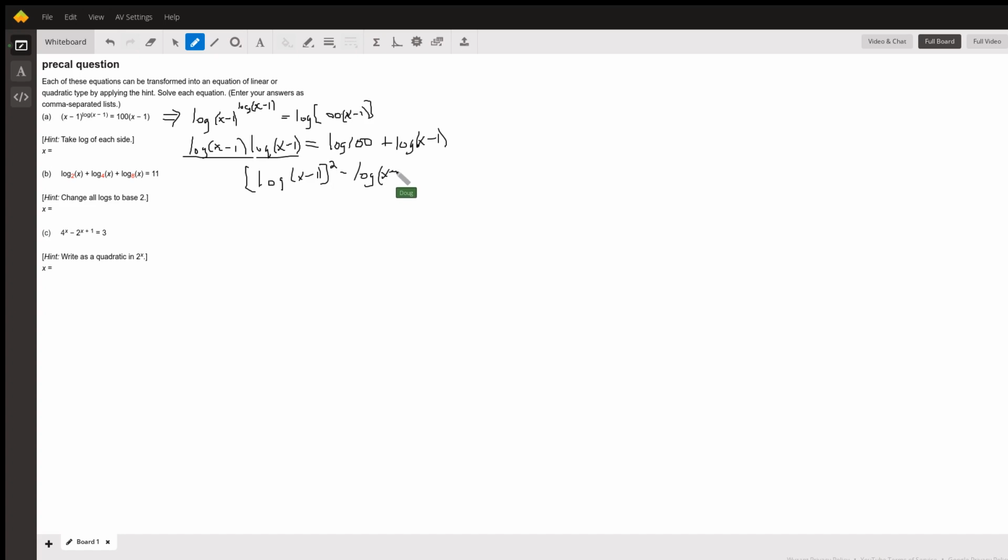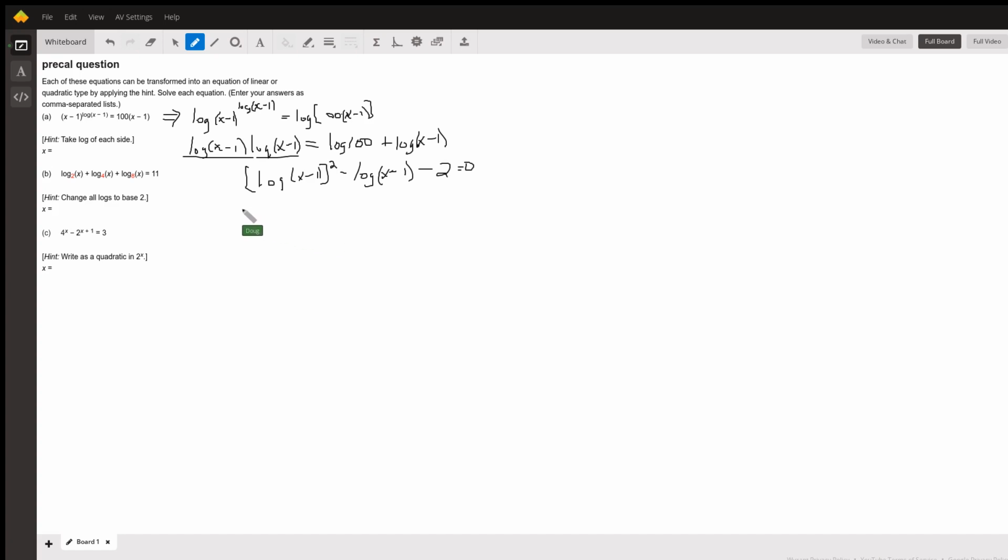And while I'm at it, I can replace the log of 100 with the number 2 because 10 squared produces 100. The base is 10. The exponent must be 2. I bring it to the left side by subtracting 2. There is a quadratic equation.